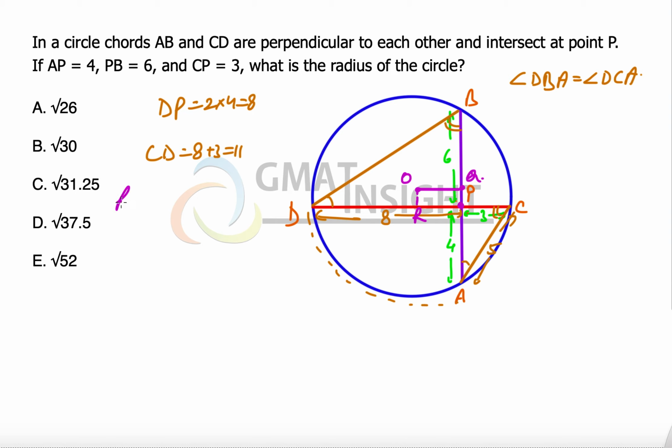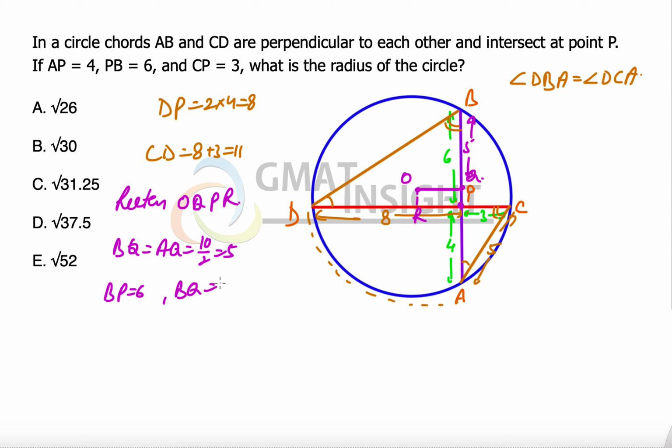So now we have a rectangle OQPR, and BQ will be equal to AQ, and they will be equal to (6 plus 4) divided by 2. That means each has length equal to 5. So this distance is 5. As long as we know that BQ is 5, BP is equal to 6, while BQ is equal to 5. So PQ gives us length equal to 6 minus 5, that is equal to 1. And that's also going to be equal to OR, because now it is a rectangle.